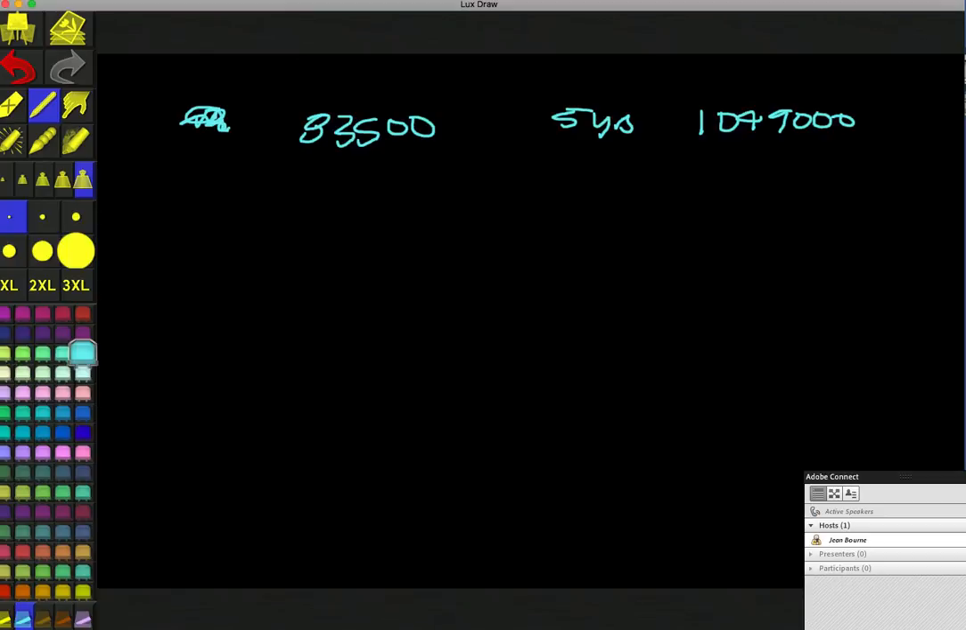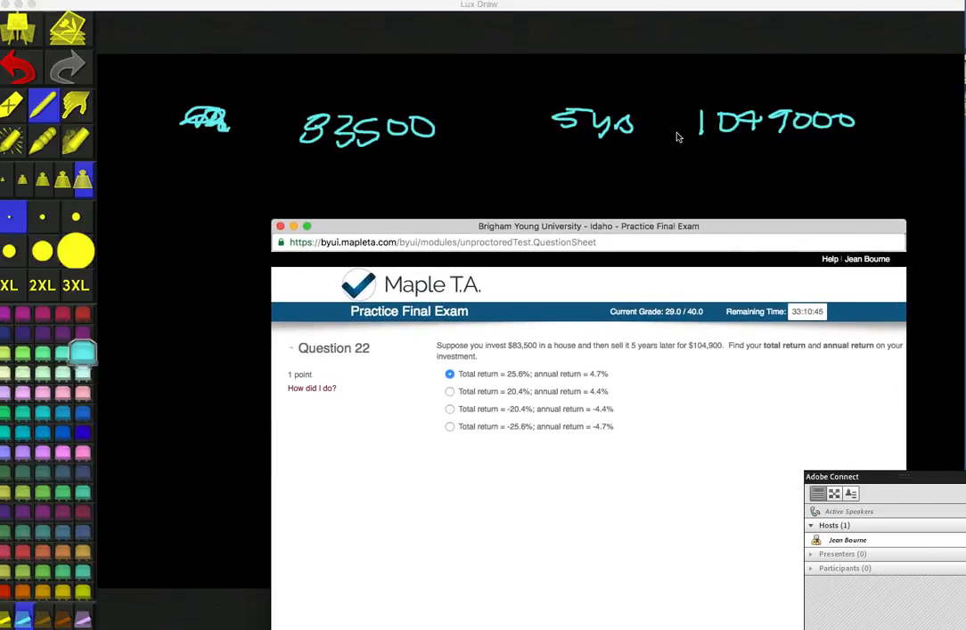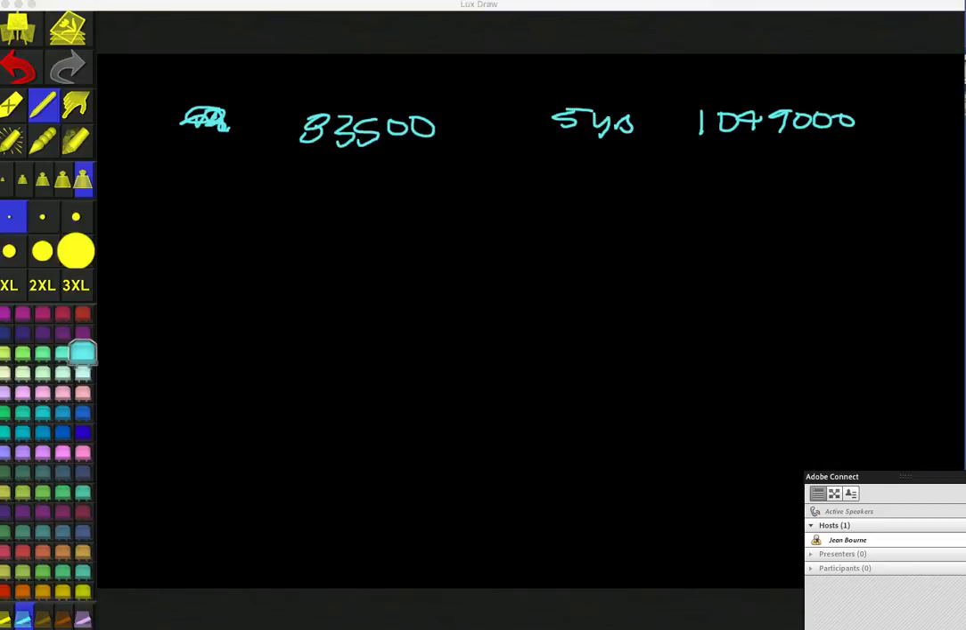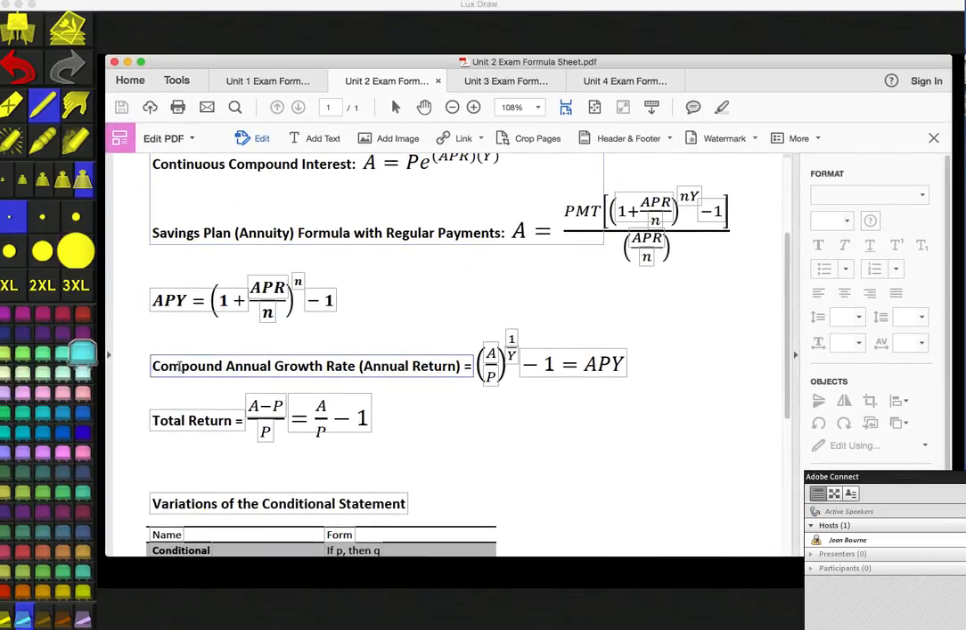And they want your answer in percentages. They don't want just how much money you make. A return is a little different than your profit. Your return is relative to what you invested. So let's look at that. There's actually a formula sheet for this. Your annual return is right here and your total return is right here. A is the amount that you have now. P is the principal that you invested.